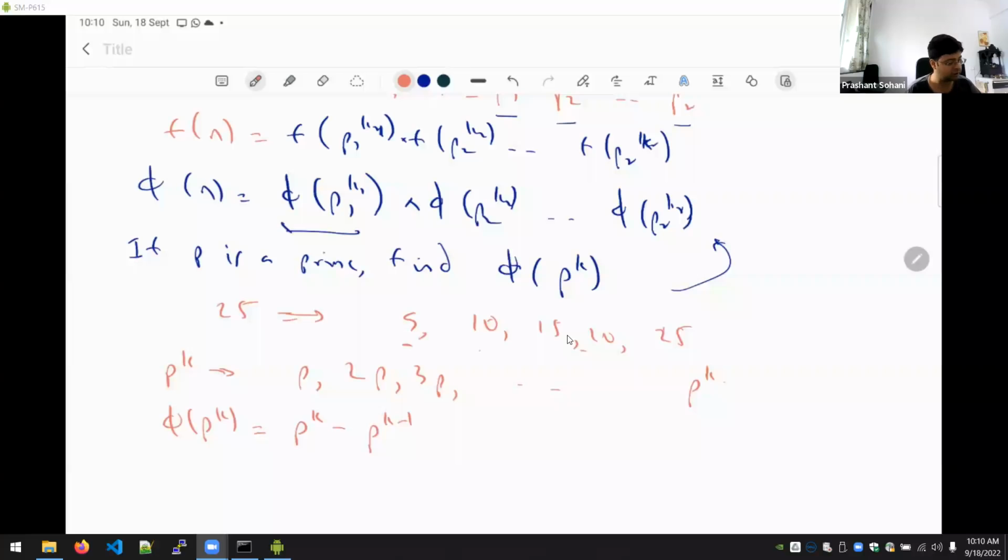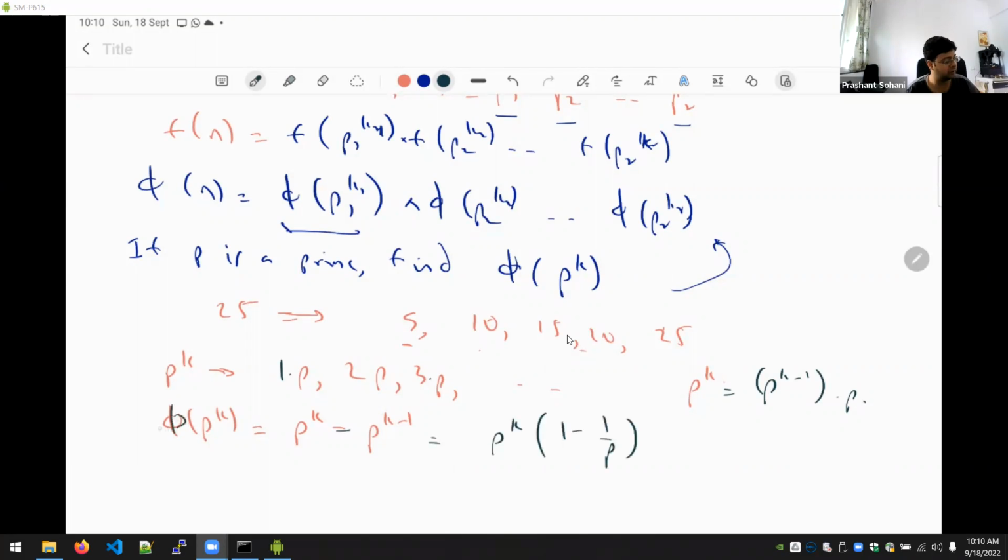Okay. Does everybody understand what we did here? That the last term, this is 1 into p, 2 into p, 3 into p. The last term is simply p raised to k minus 1 times p. So there are p raised to k minus 1 terms in this series. And these are exactly the terms which are not co-prime to p raised to k. So the number which are co-prime is simply the complement. And sometimes this can also be written as p raised to k times 1 minus 1 by p.